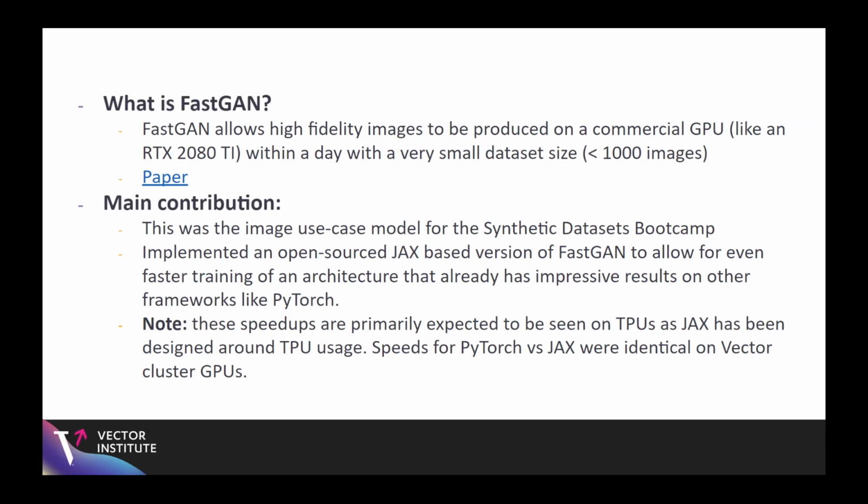As for my main contribution, this model was implemented as the image use case model for the synthetic datasets bootcamp that took place last month. I implemented a JAX version of FastGAN to allow for even faster training of an architecture that already has impressive results on other frameworks like PyTorch. One thing to note is that these speedups are primarily expected to be seen on TPUs, as JAX has been designed around TPU usage. Speeds for PyTorch versus JAX were identical on our cluster's GPUs.